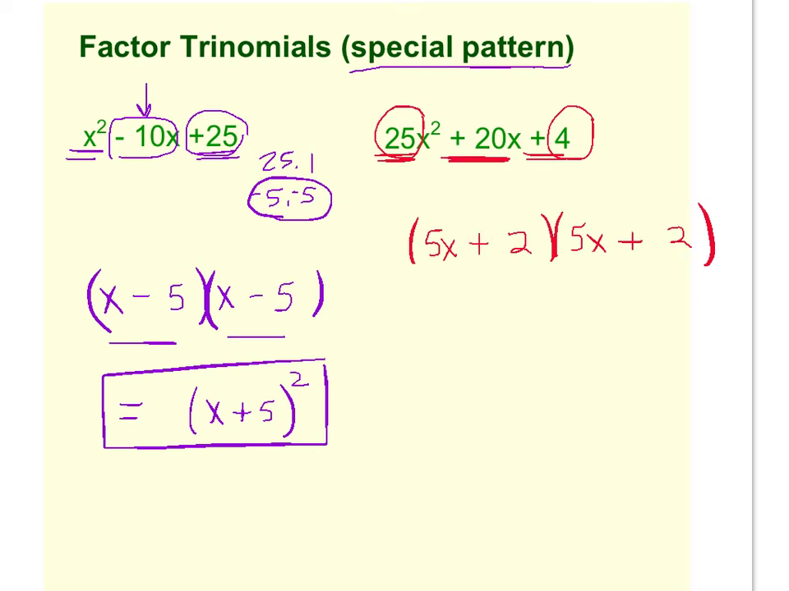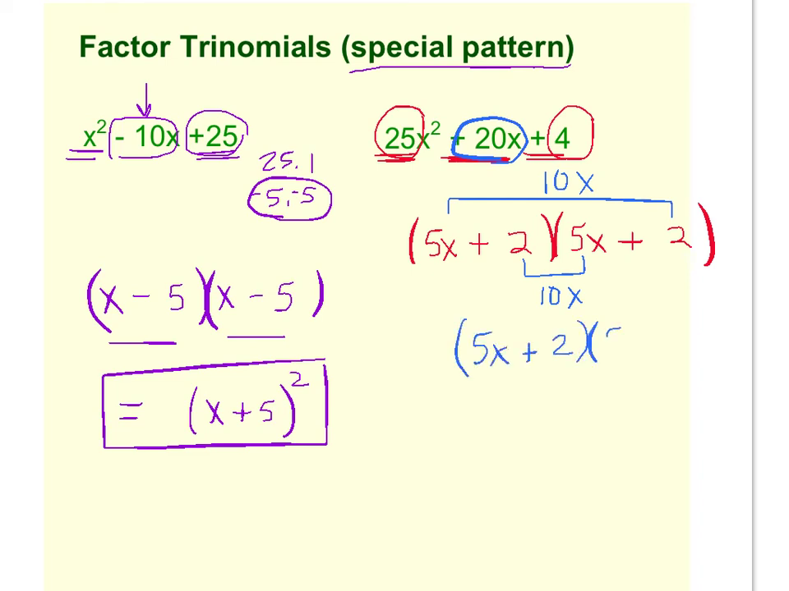And now we'll just check our answer. Check the outside, 5x times 2 is 10x. Check the inside, 2 times 5x is 10x. If we combine those, do we get our middle term? And we do. So 5x plus 2 and 5x plus 2 is our factored answer, but again, do you see how we have the same factors? So we'll go ahead and write it just once with a squared on the outside.